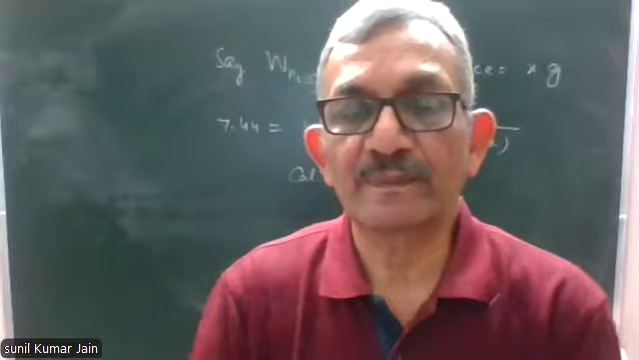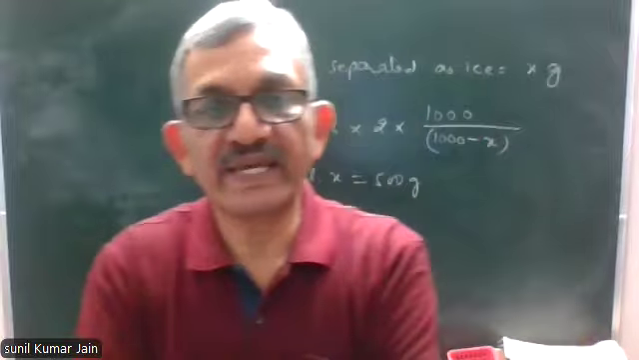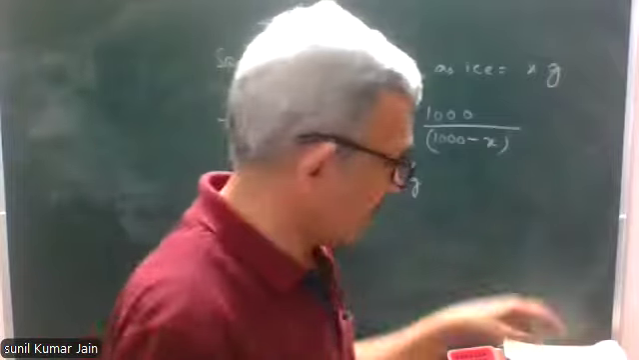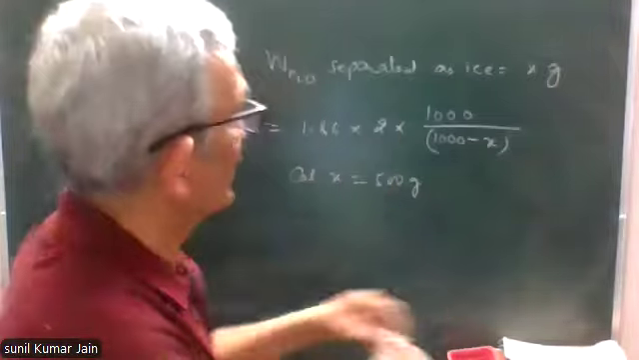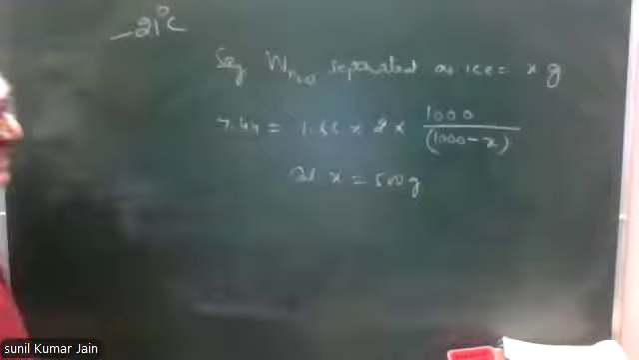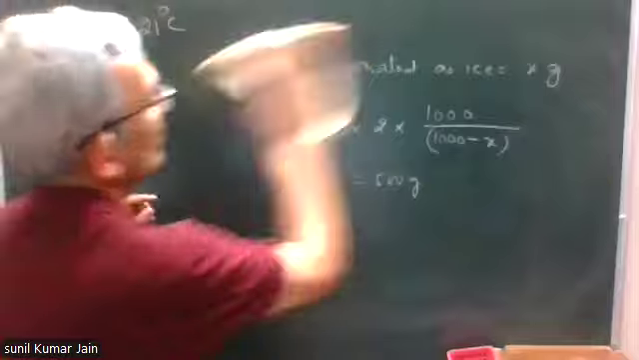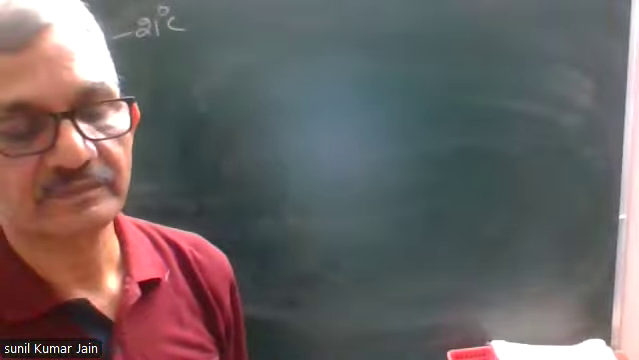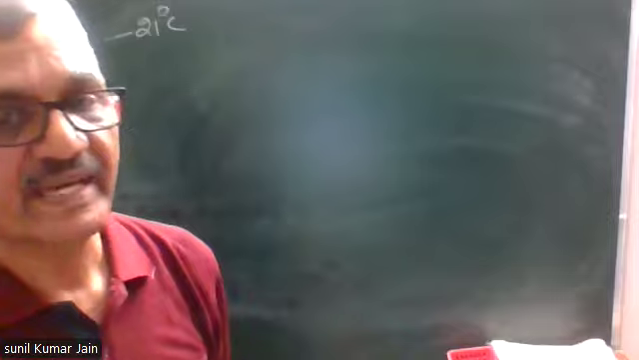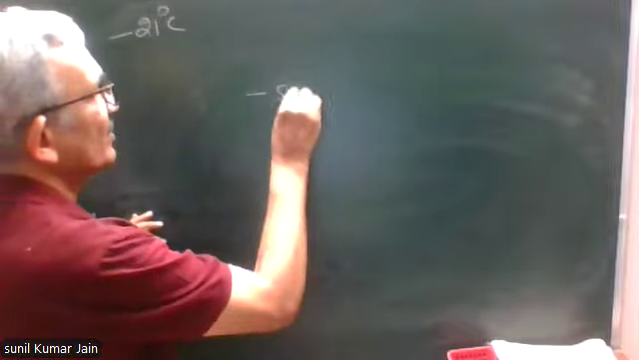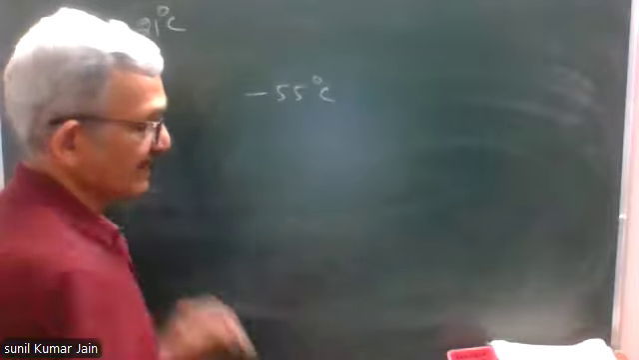Sodium chloride can melt snow up to minus 21 degrees centigrade, while calcium chloride can melt snow up to minus 55 degrees centigrade.